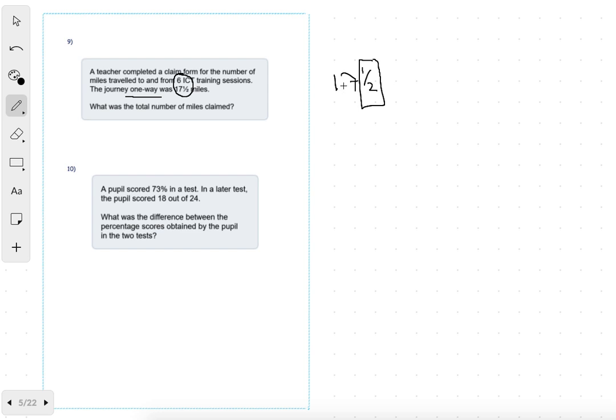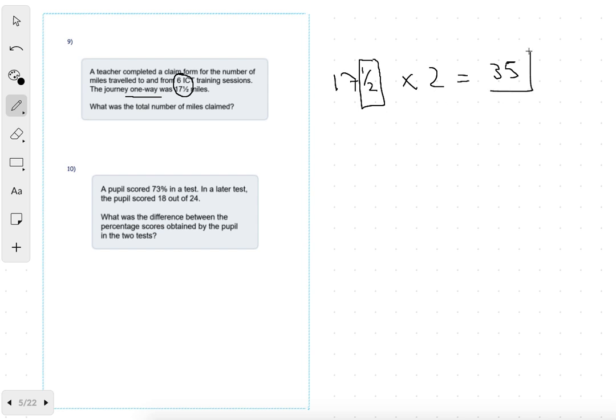But your mileage isn't 17.5 miles. You drive there and you drive back. So always take that amount of miles and double it. So if you double 17.5, double the 17 separately, that's 34. Obviously when you double the half you get 1. 34 plus 1 is 35.